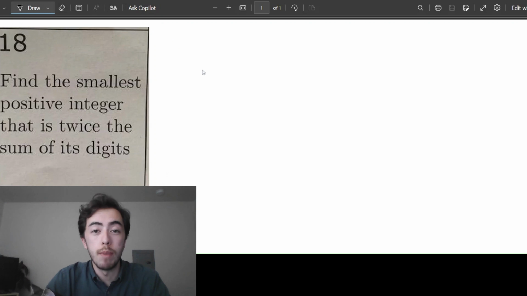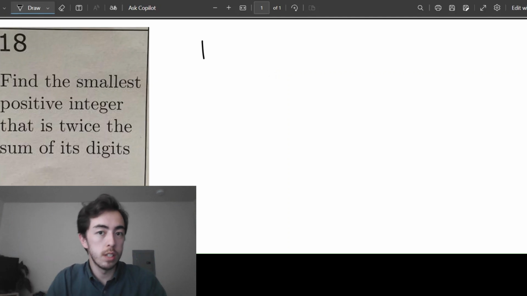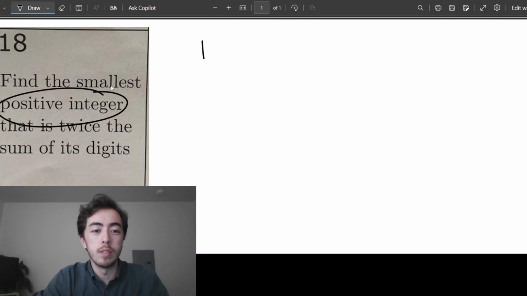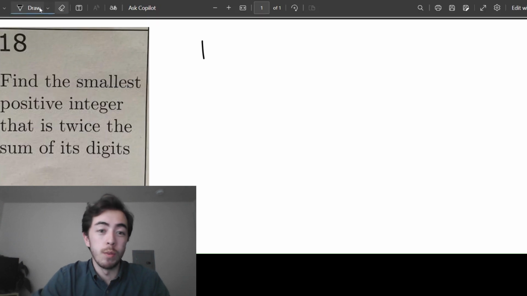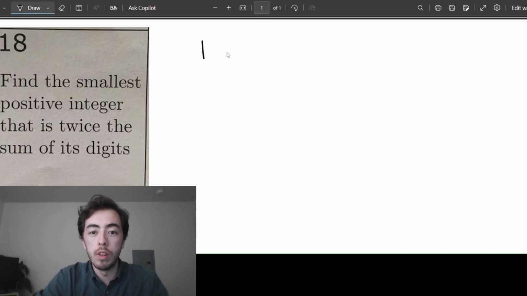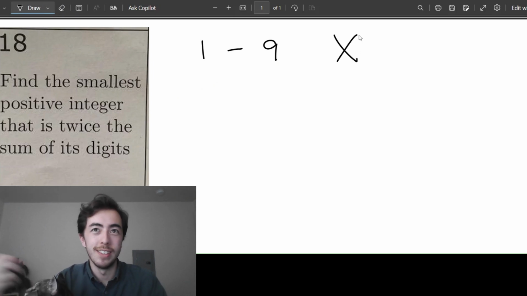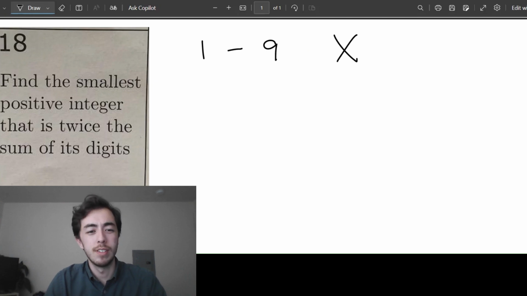So the smallest positive integer is 1. Integers are just like whole numbers. Integers could be negative, so like -2 is an integer, 0 is also an integer. But if it's saying positive integer and the smallest positive integer, we've got to start with 1. And we want to see if this number is twice the sum of its digits. Fortunately, all the numbers 1 through 9 are pretty easy to check and then discard because, for example, the number 9, its digits are just 9, and surely 9 is not twice itself.